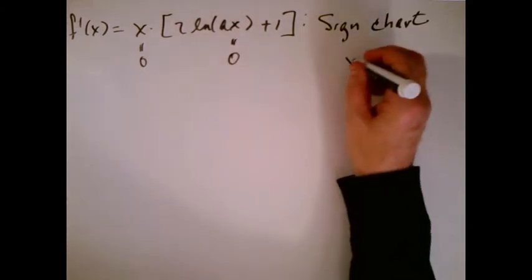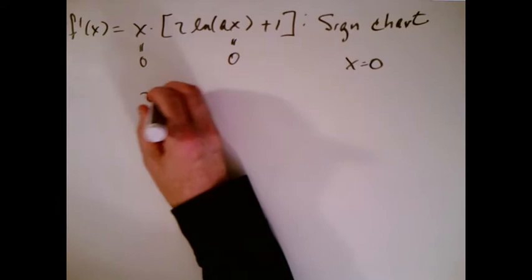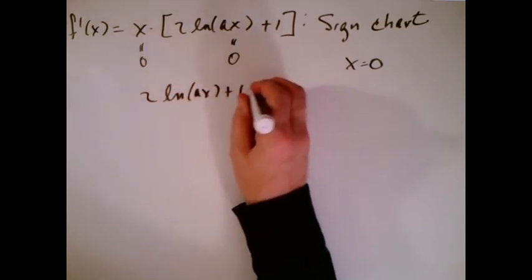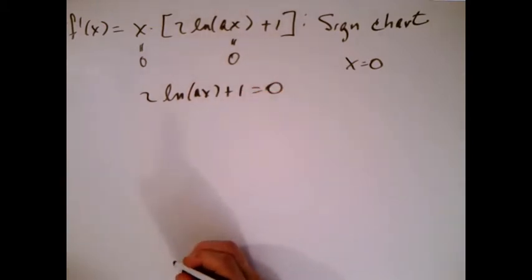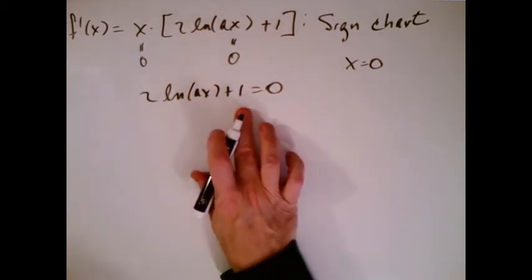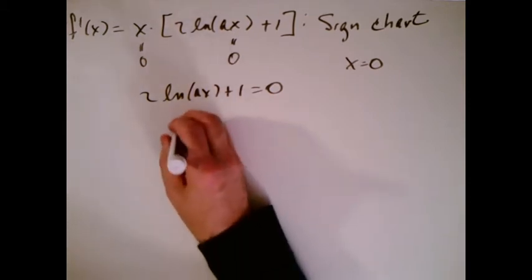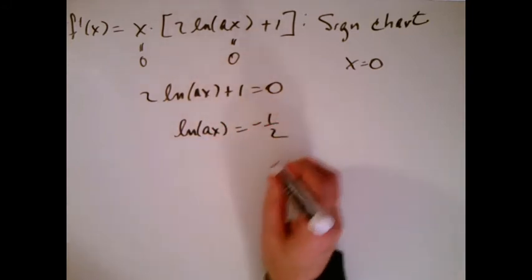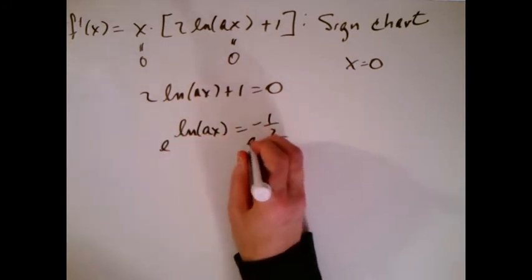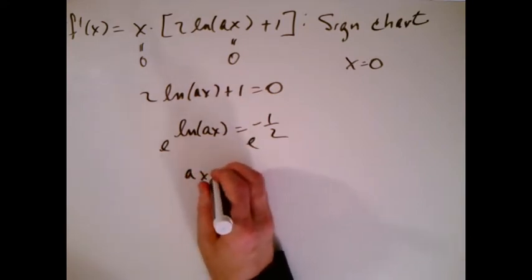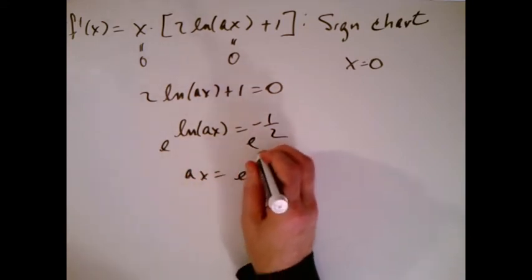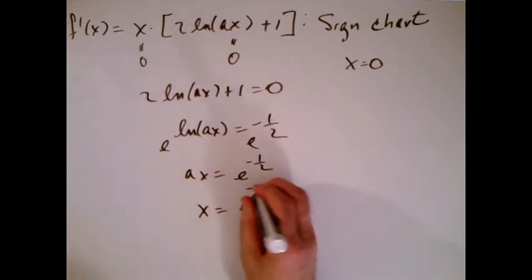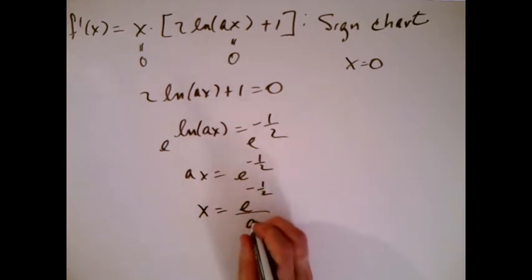So either x equals 0 or 2 times the ln of ax plus 1 equals 0. I have to solve that for x. So what I'm going to do is subtract the 1, divide by 2 first. So I'm going to get the ln of ax equals minus 1/2. And now we e to both sides. So I go like that. And so I get that ax is going to be the e to the minus 1/2. We'll write that nicer in just a second. So that x is equal to e to the minus 1/2 over a.